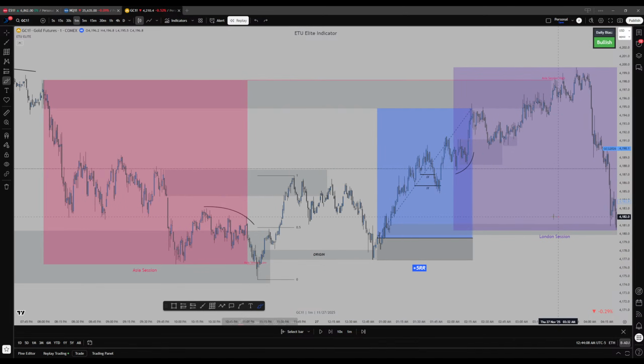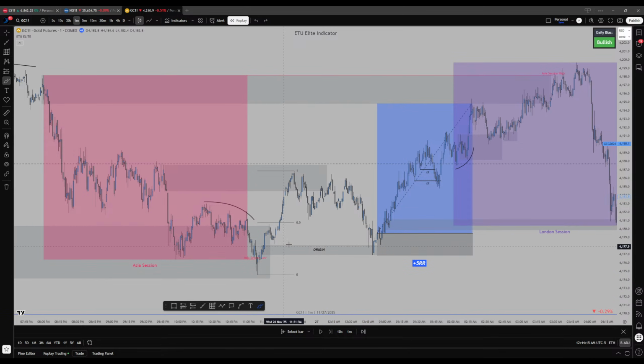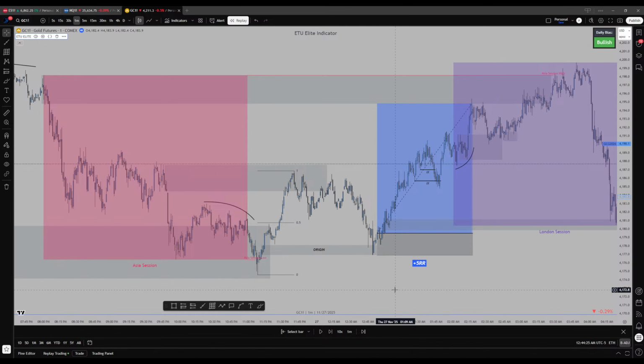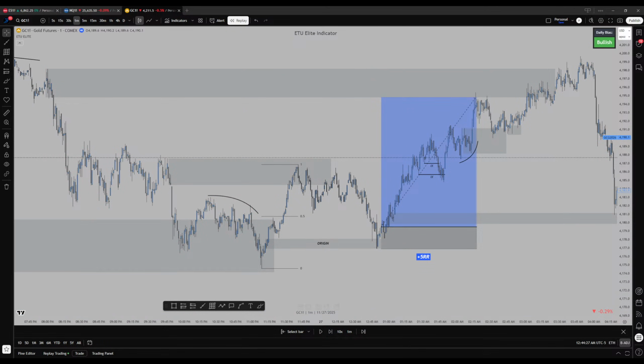Why? Because London session has not started. London session is over here. This trade was taken, the entry was taken during ADA session. It's just not during the kill zone of ADA session, but ADA session is from here all the way until the London session kill zone starts. So that's how I personally identify kill zones. So this is an ADA session trade.